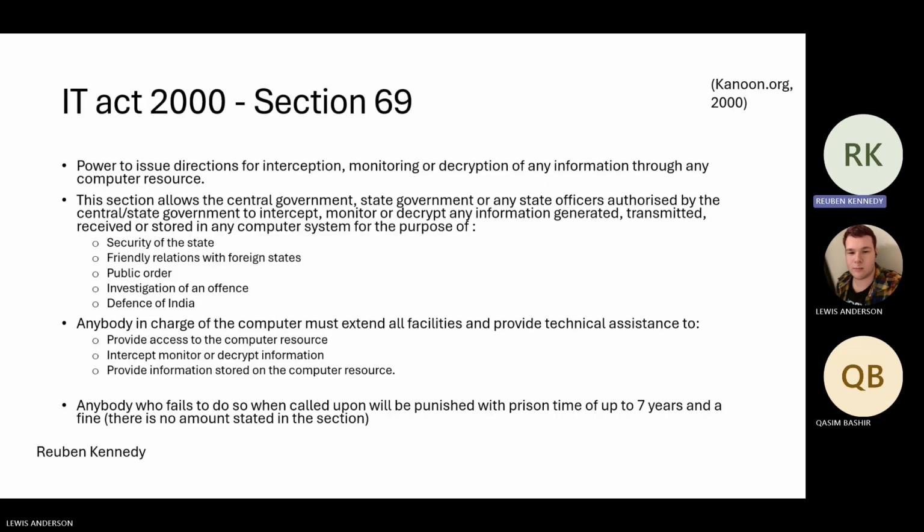Here we have the Information Technology Act of 2000 from India, Section 69 and Section 69B, which will be touched on in the next slide. This allows central government and state government themselves or state officers authorized by central or state government to intercept, monitor, or decrypt any information generated, transmitted, received, or stored in any computer system for the purpose of security of the state, friendly relations with other foreign states, public order, investigation of an offense, and defense of India.